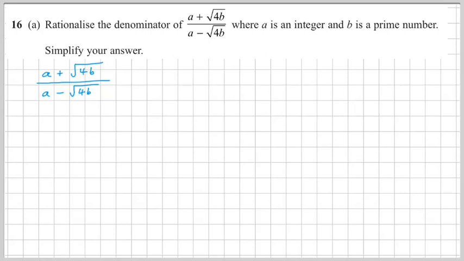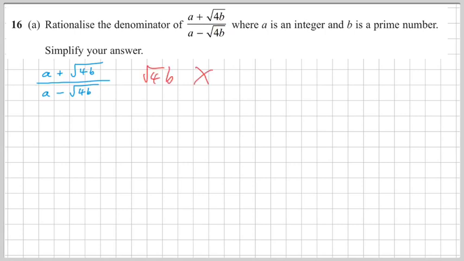Okay, here we have a slightly awkward denominator rationalisation question. Start by copying out the fraction, and then we need to multiply it by something. But just before we do that, I just want to point something out. This is not the square root of 4 multiplied by b. It is square root of all of 4b.